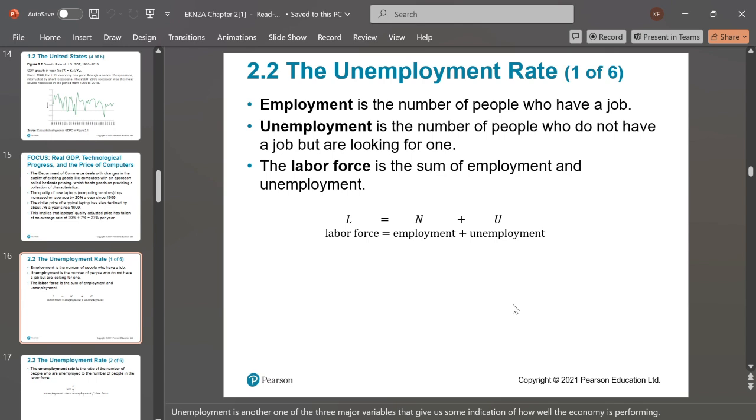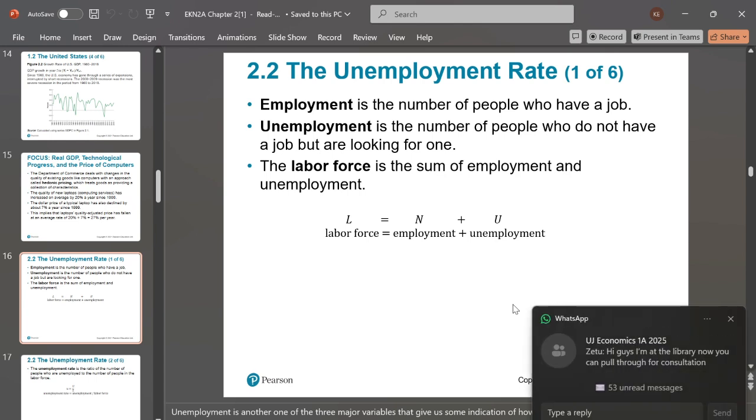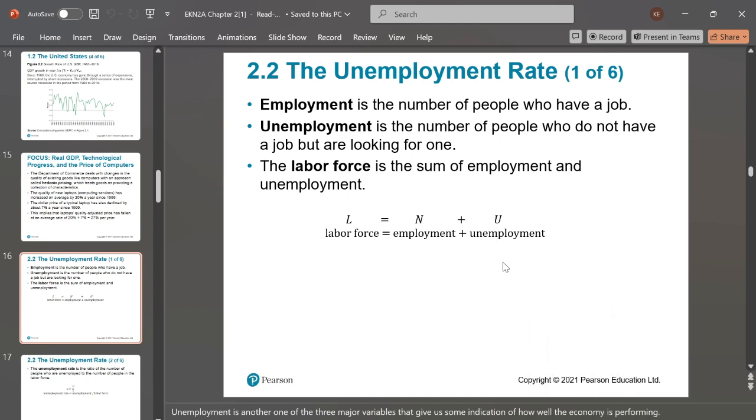So we are looking at the people that are of working age, that are able to work and want to work, but unfortunately cannot work, right? So that is basically it. In this lesson, we'll be delving into the calculations that have to do with unemployment rate. So here are the explanations.